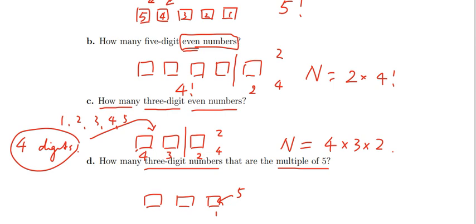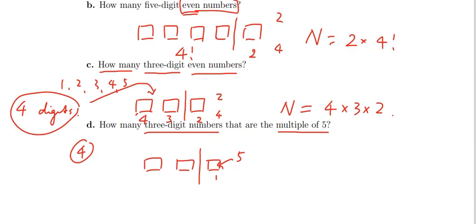Okay, so we put 5 in the last position. Then for these 2 positions we have 4 digits. So from 4, choose 2 to put in these 2 positions. So we can say for the first position we have 4 ways. Then for this one we have 3 ways, right?